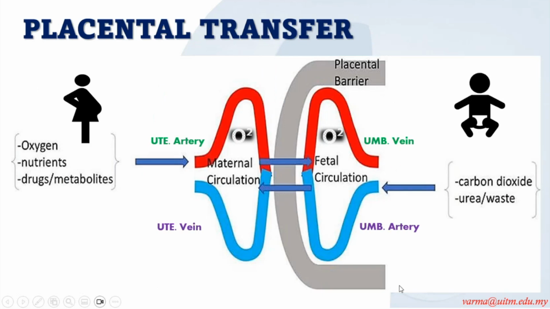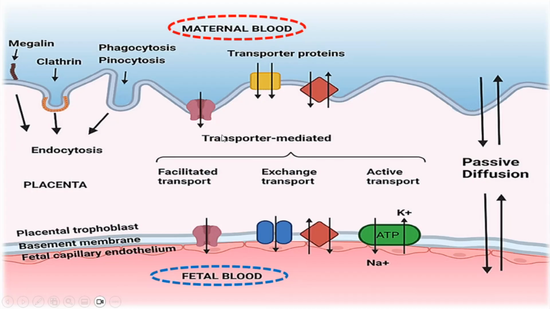You have the placental barrier, which is sandwiched in between the maternal circulation and fetal circulation. Okay, so everything from the mother to baby or baby to mother has to go through the placenta. Okay, understand this. So we talked about placental transfer. So what are the types of transport that occur through this placenta from the mother to baby or baby to mother?